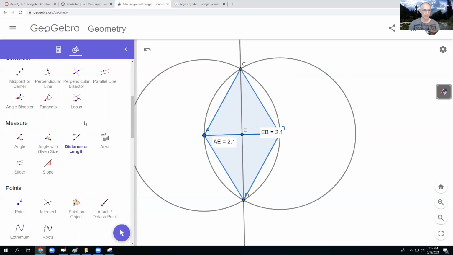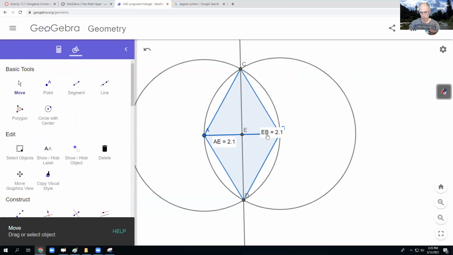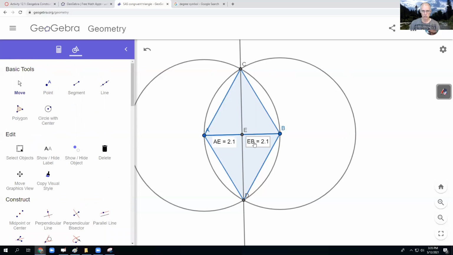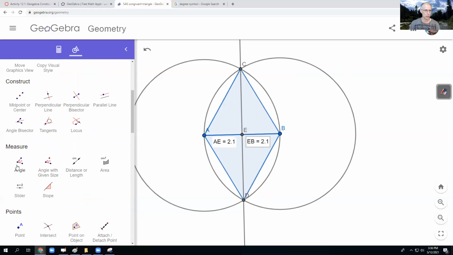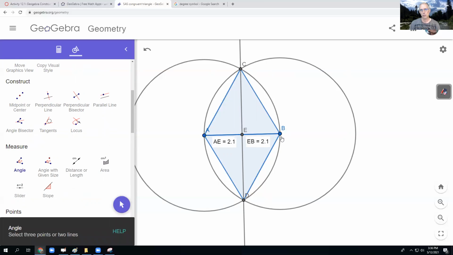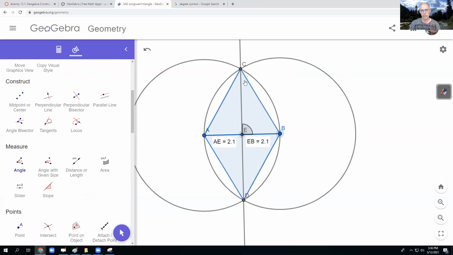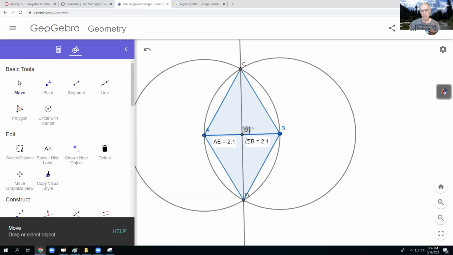Check it out, same thing. Again, I have to switch to the move tool, otherwise GeoGebra's going to try to measure something. And is this really a right angle there? So I'm going to grab that angle measurer here and say, what is angle BEC? And GeoGebra should report back, says, hey, that's a 90 degree angle.